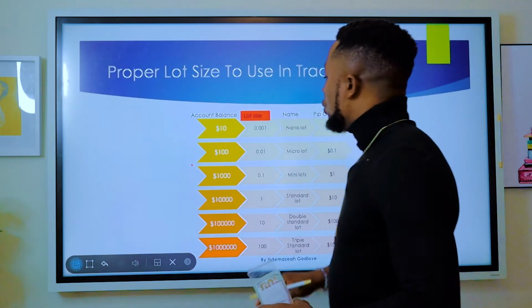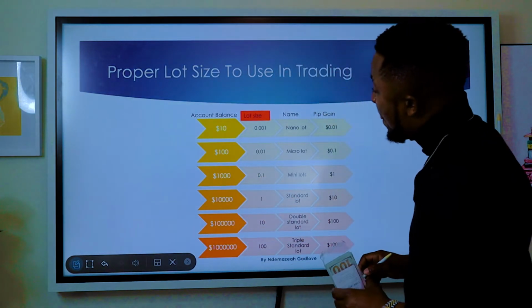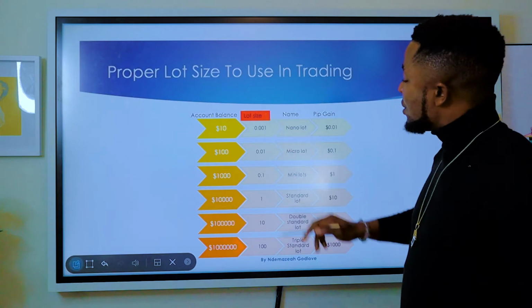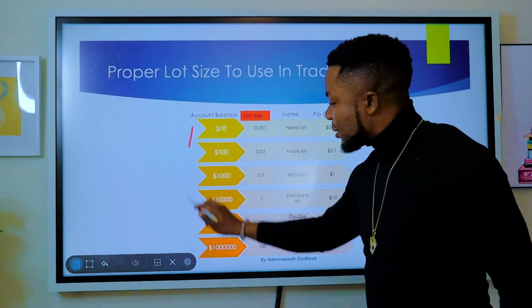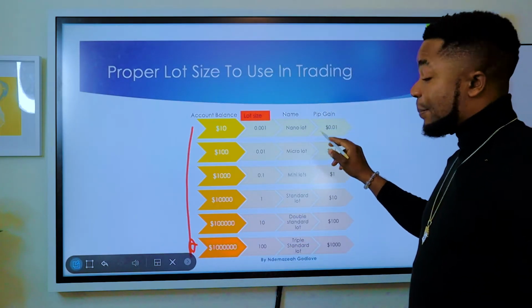Let's just assume you have, because you can see here, I have lot size. All right. Here I have lot size. I have account balance. The first one here is account balance. All right. Then lot size, the name, and the pip gain.